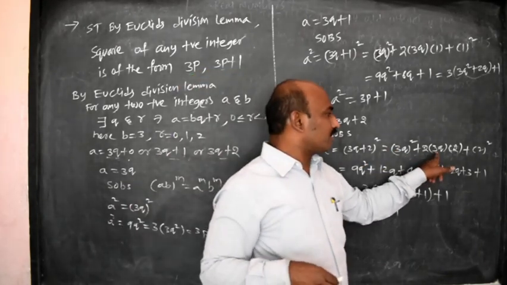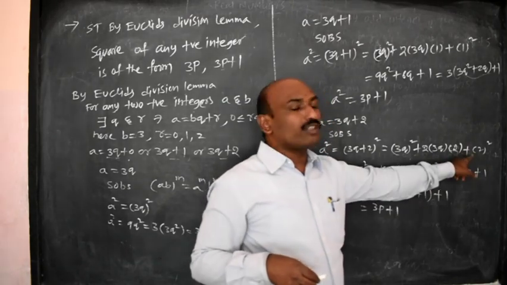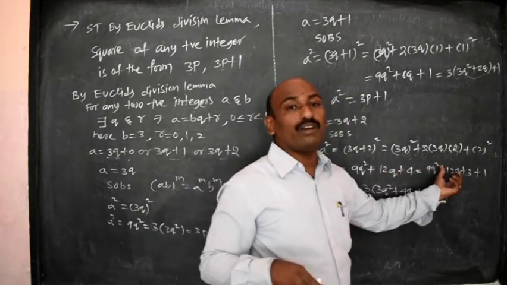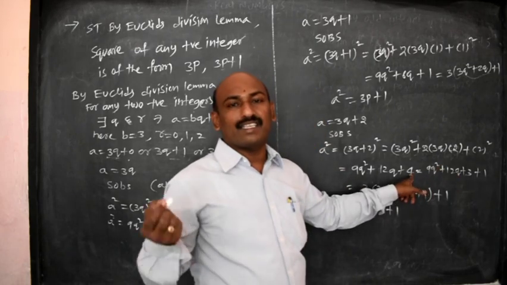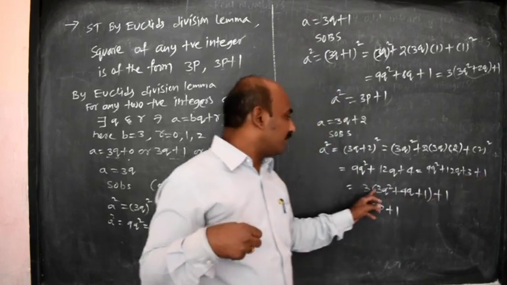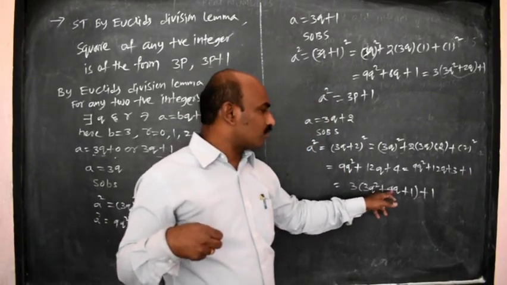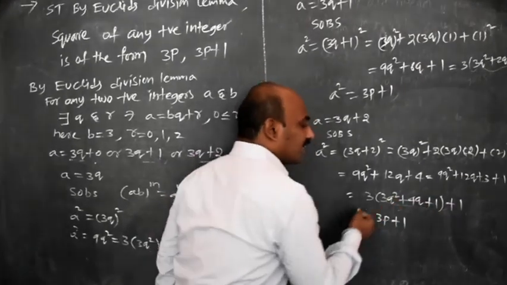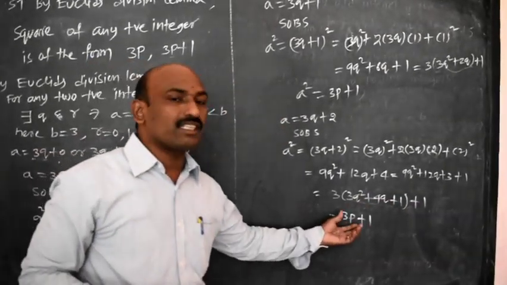2ab is nothing but 2 into 3 is 6, 6 into 2 is 12q, and 2 square is 4. Then we can write 9q square plus 12q plus 4. 4 is the remainder, which is more than the divisor. That's why we can split 4, we can write it as 3 plus 1. Therefore 3 of (3q square plus 4q plus 1) plus 1. Again we take this whole thing as p. Therefore we can write it as 3p plus 1.